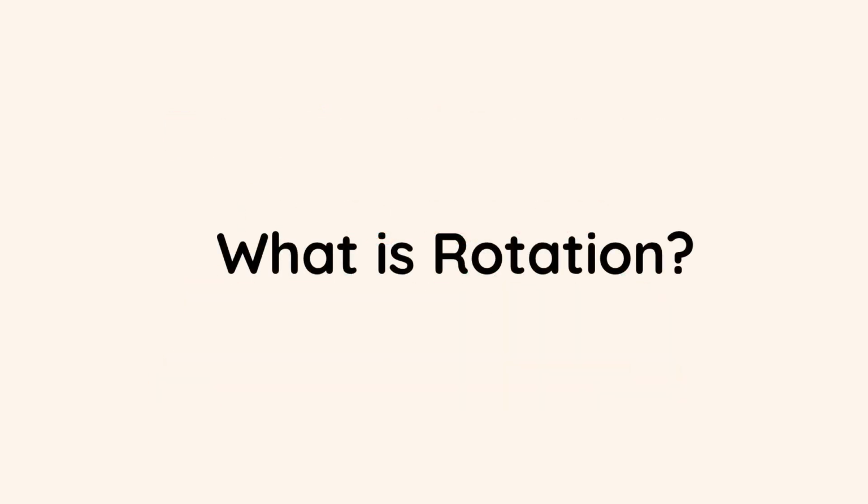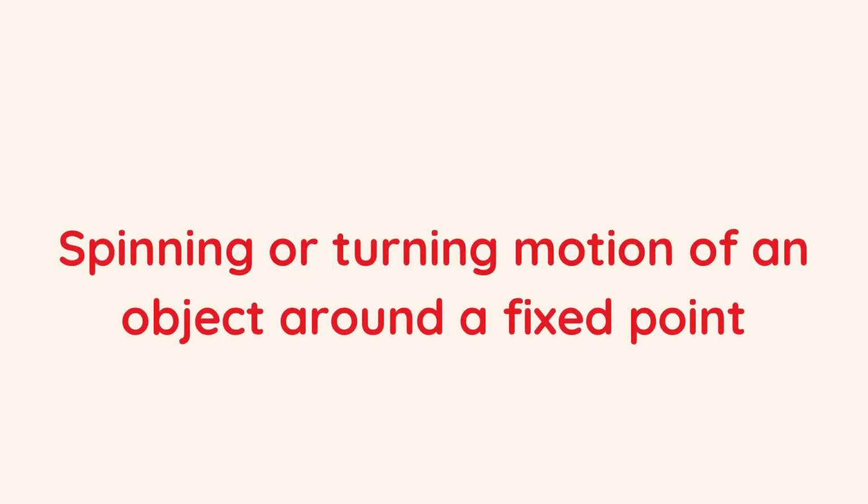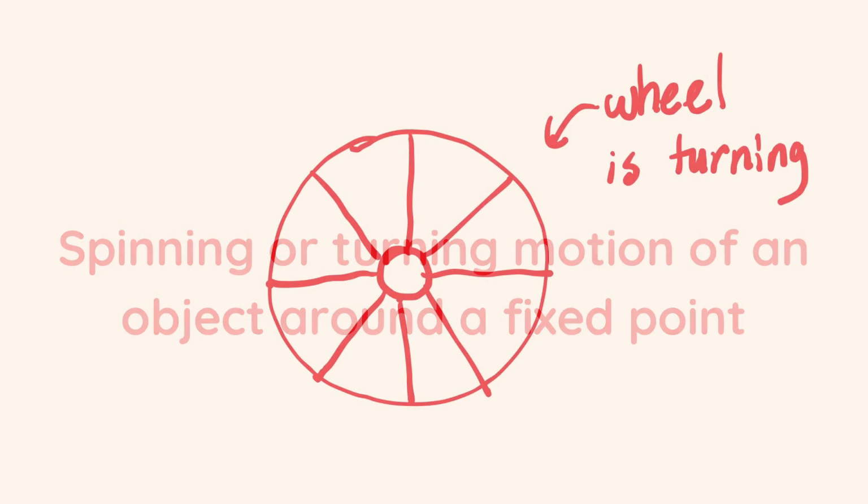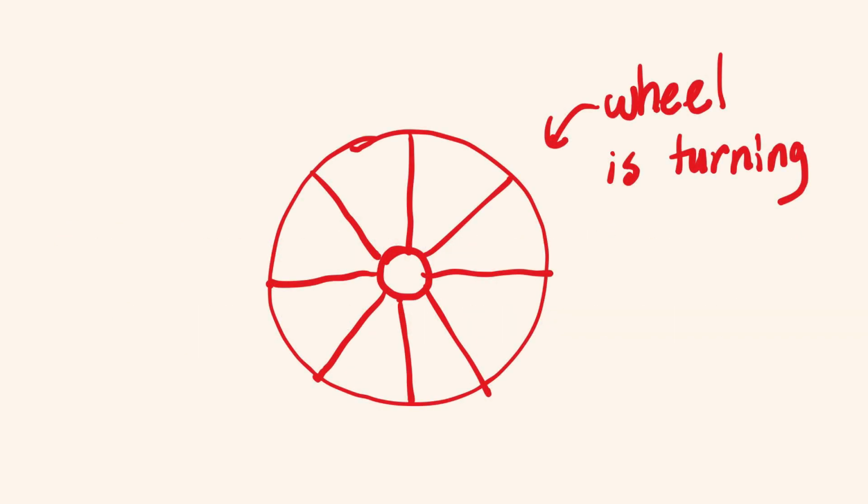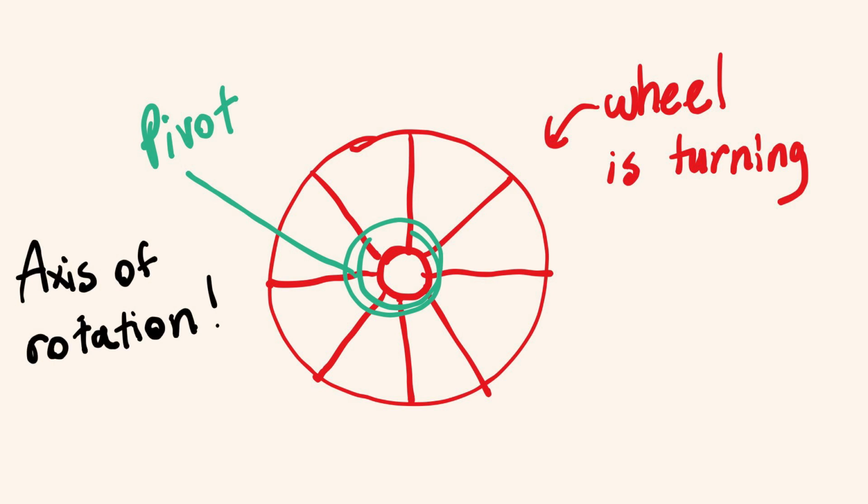Now let's break this down starting from the simple concepts. What is rotation? Rotation in physics refers to the spinning or turning motion of an object around a fixed point called the axis of rotation. Take a look at this wheel that is turning around its pivot at the center. In physics terms that is called the axis of rotation, which allows the wheel to turn.